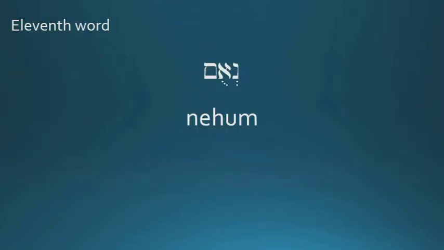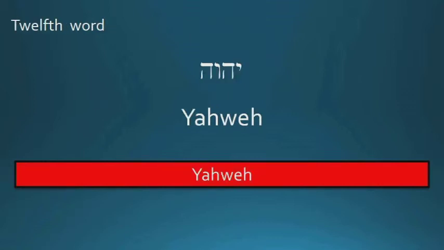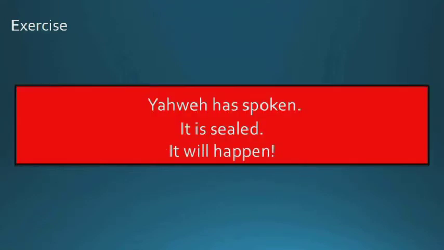Okay, the next word is Nehum. Excuse me, I mispronounced. Nehum, which means an utterance, a pronouncement, a revelation. This is words that Yahweh, the last word, actually speaks. Because he speaks it, that's it. It's signed, sealed, it is delivered, it will happen, and there's nothing anyone can do to stop it.